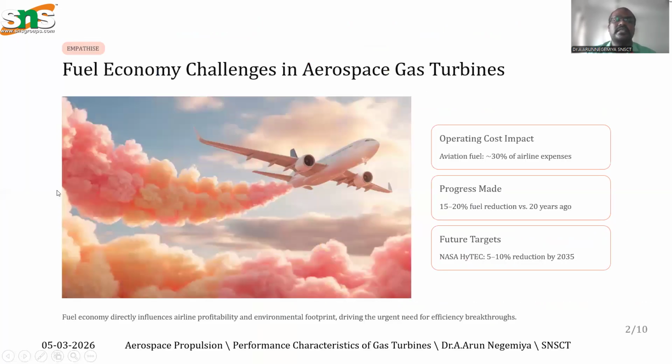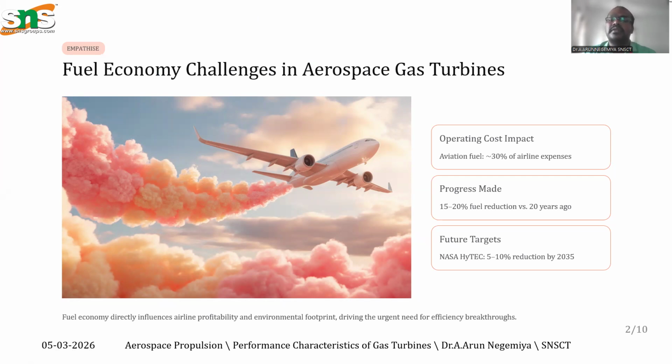So in that case, we emphasize fuel economic challenges in aerospace gas turbine engines. The main reasons are the following three. First one is operating cost impact. Second one is progress made. Third one is future target.